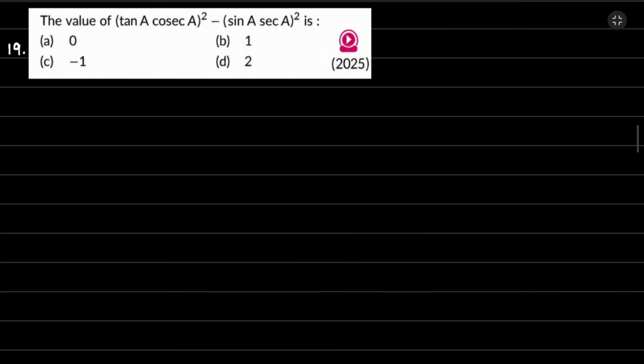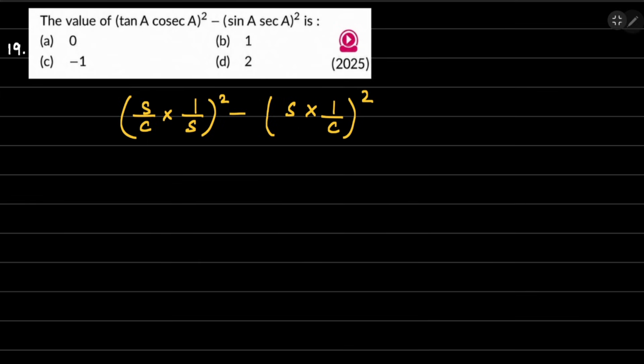The value of tan A into cosecant A the whole square minus sine A into secant A the whole square is. So the easiest way to do this is to convert everything into sine and cos. So tan A is sine by cos multiplied by cosecant, which is 1 by sine, the whole square, minus sine multiplied by secant, which is 1 by cos, the whole square. Let's solve it. Here you can see sine and sine getting cancelled. What is left is just 1 by cos the whole square minus sine by cos the whole square.